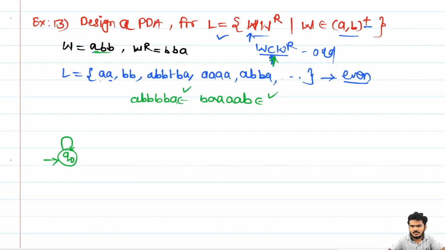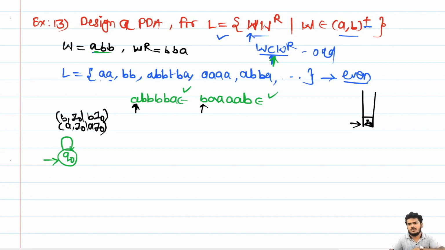So initially if I go with this string, the top of the input is A, and the stack contains Z0. So A on Z0, I have to push that A into the stack. Similarly, if I go with this one, initially B occurs and the top of the stack is Z0, then for this B also I have to push. So B on Z0, I will push B into the stack.